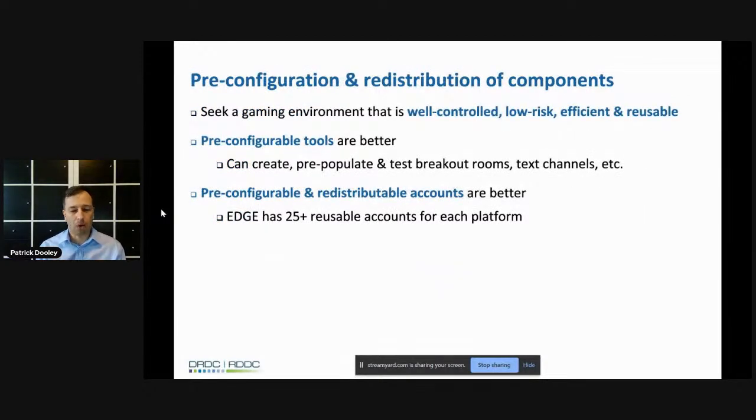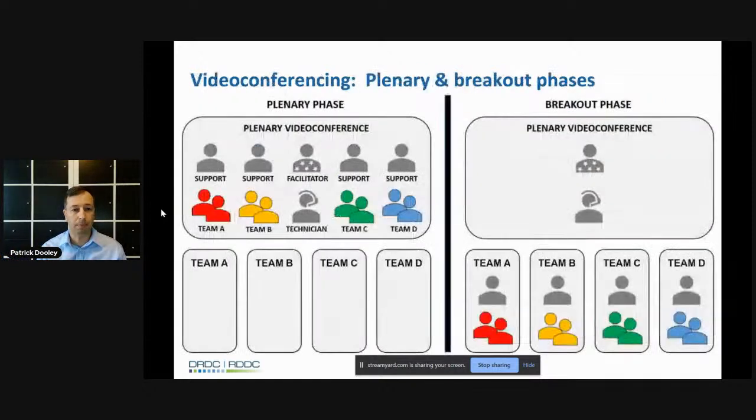So when we're selecting our tools, we're really seeking a gaming environment that's well-controlled, low-risk, efficient, and reusable. That means tools like Slack that we can pre-configure are better, because we can create, pre-populate, test those workspaces beforehand and fix them. And second, we have pre-configurable and redistributable accounts. So people don't just show up to a game by clicking a link or whatever. We issue them an account that we've pre-configured and distributed to them ahead of time, and that's how they come in. So we create a very controlled gaming environment.